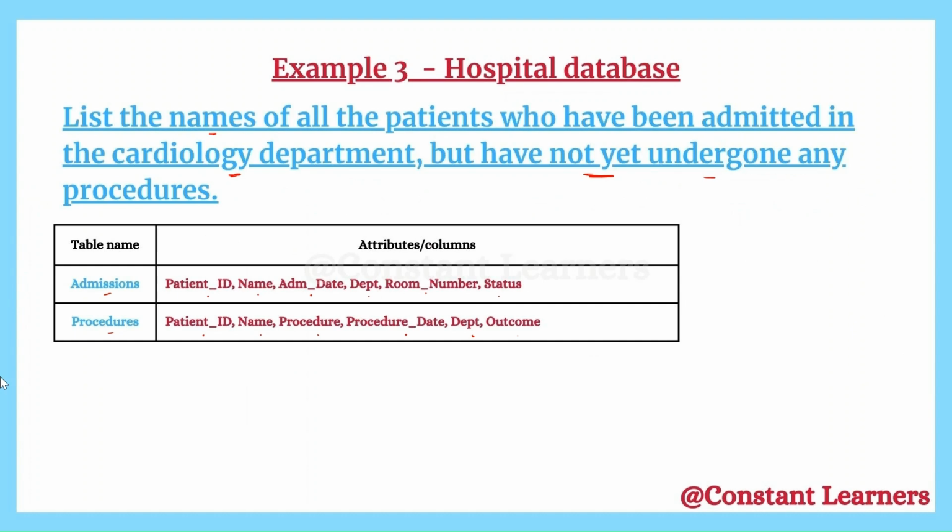So for select operation, we use sigma. All right. So sigma. Now what are we selecting? We are selecting department is equal to cardiology. Okay. We need department is equal to cardiology. Now from which table are we selecting this? From the admissions table. All right.